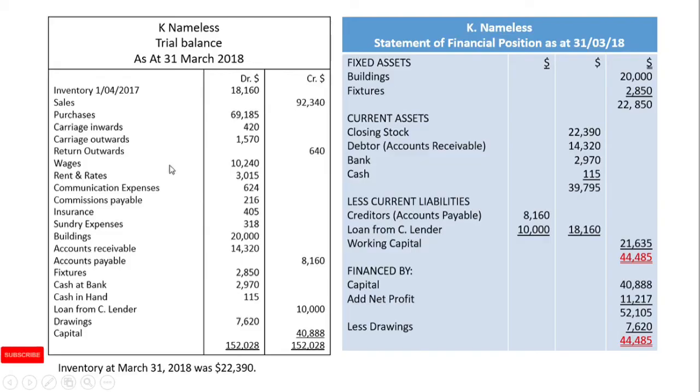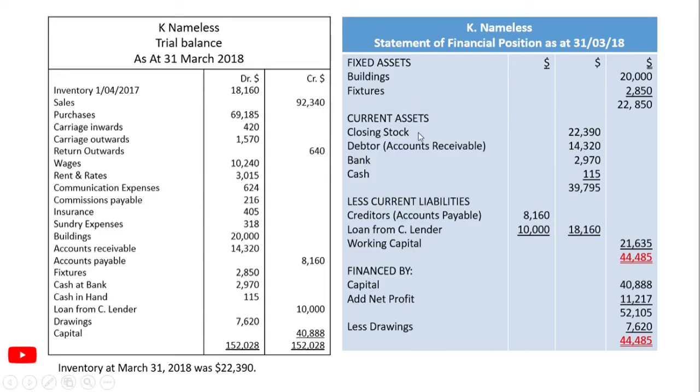We have two fixed assets in the trial balance. We have buildings, and we also have fixtures. Note that the fixed assets don't have to appear at the same place in the trial balance. The buildings is there and then the fixtures is down here. You put buildings first because building is more permanent, and you have to remember the order of permanence. So you put buildings first, and then you put fixtures there, 2,850. You add both of them, you get 22,850 because there are no other fixed assets in this trial balance.